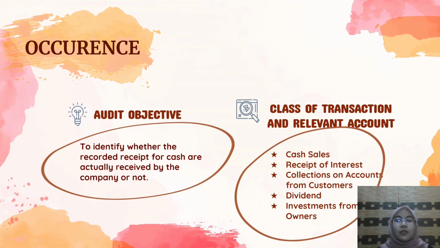Okay, let's look at the next class of transaction, which is cash receipts. As usual, the first management assertion is occurrence, where all recorded receipts for cash are actually received by the company. The audit objective is to identify whether the recorded receipts for cash are actually received by the company or not. The relevant accounts are cash sales, receipt of interest, collections on accounts from customers, and dividends and investment from owners.